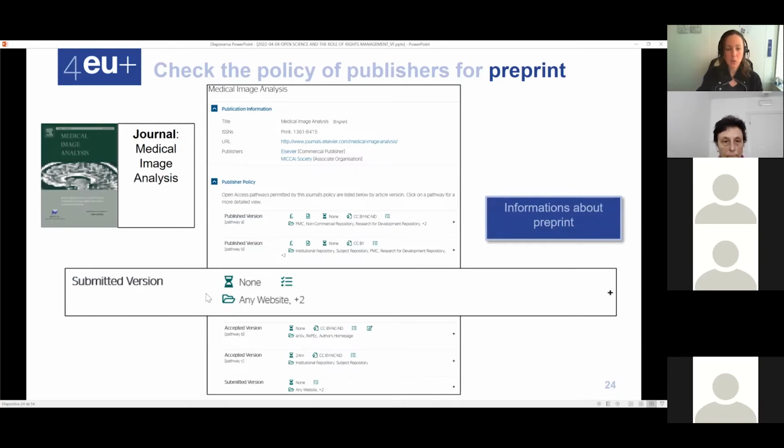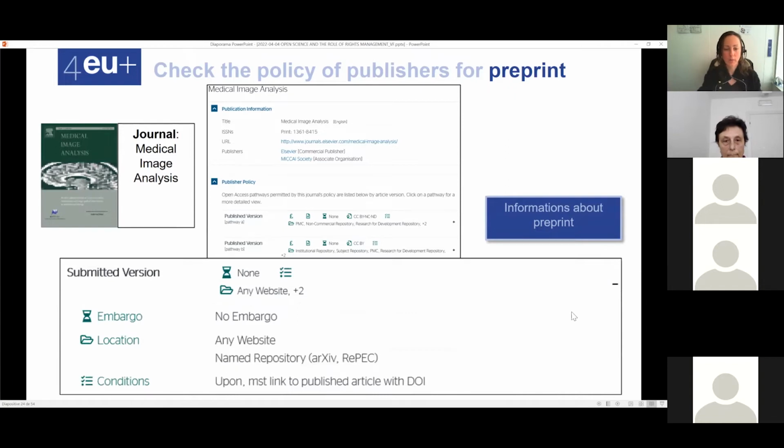We can see you have no embargo. This is here. So if you want to publish in this journal, you can share your preprint on any website and on more websites. And if you want to know more, you have to click on the plus on the right of the page. So, let's do that. A more detailed window opens.